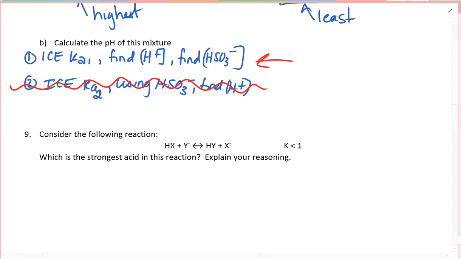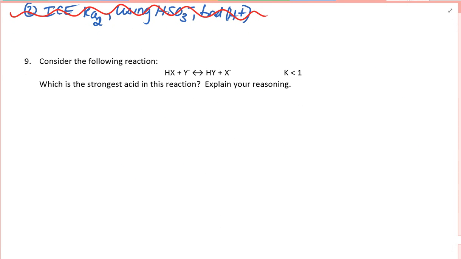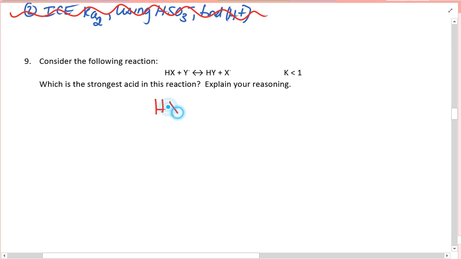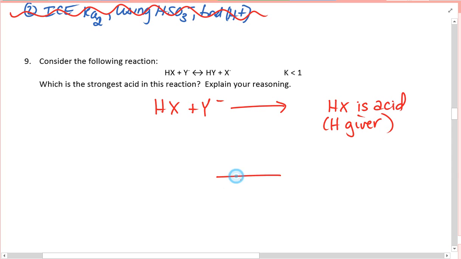All right, let's take a look at 9. Who is the strongest acid? Well, the way I think about this one is you've got two competing reactions here. You've got the forward reaction in which HX is acting as the acid, because remember the acid is the hydrogen giver. Okay, and then you've got the reverse reaction, in which case HY is acting as the acid. So HY is the acid, so it's being the hydrogen giver.